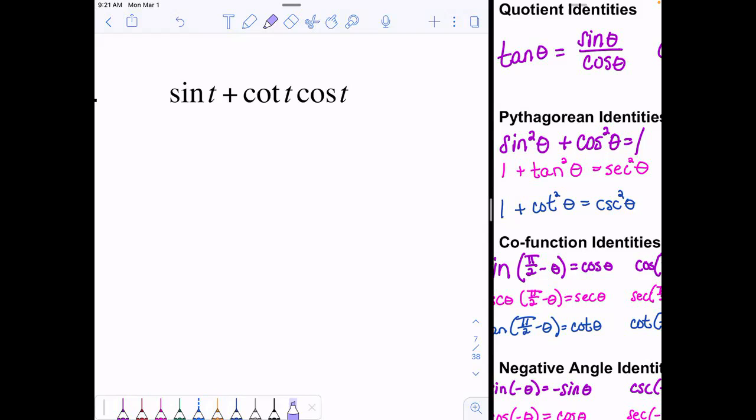Is there anything you can change? So those will be questions to ask yourself. Can I factor something, or can I change one of these functions? So we have a sine, we have a cotangent, and then we have a cosine. Is there something that can be changed? Peter?